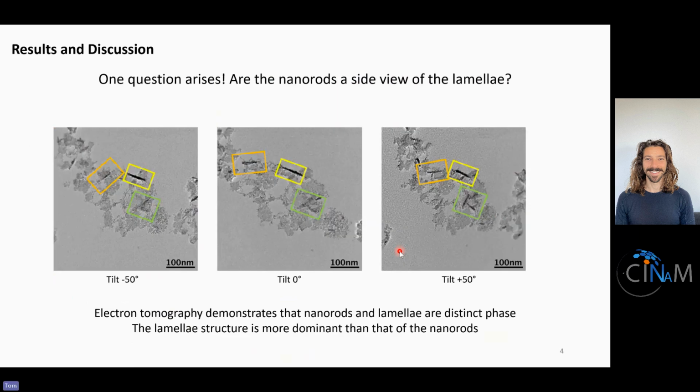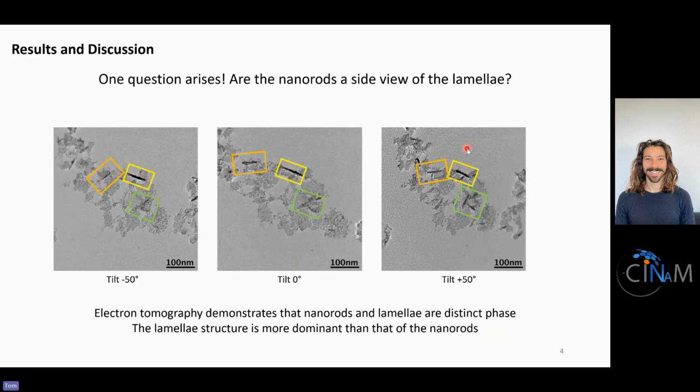And then from this population, one question arises: is the nanorod a side view of the lamella? To study that, we performed tilt angle TEM to see if at different angles the lamella becomes a nanorod. We shifted from minus 50 degrees to 0 to plus 50. If we follow, for example, the nanorod in the yellow square, it's still a nanorod at different angles. That means it's really a different species, and it's not a side view of the lamella.